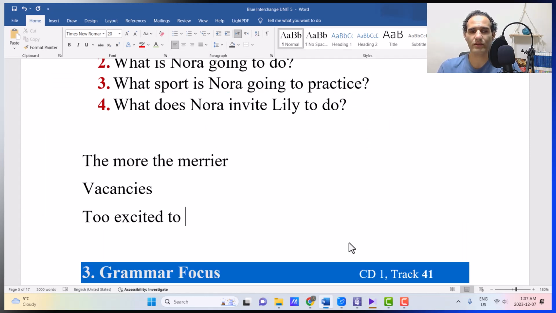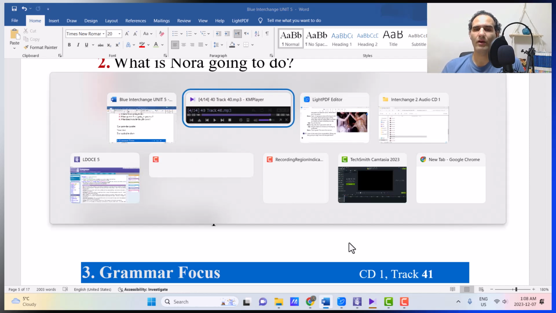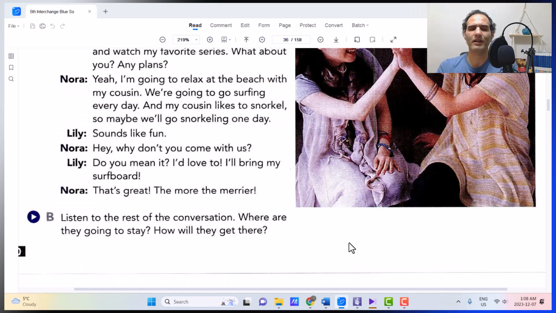Too excited to sleep means I am so excited that I cannot sleep. So, too plus adjective means very much that I cannot. For example, I say, this coffee is too hot to drink. It is so hot that I cannot drink it, okay? You got it? Now, it's time for you to give a short summary of this part.